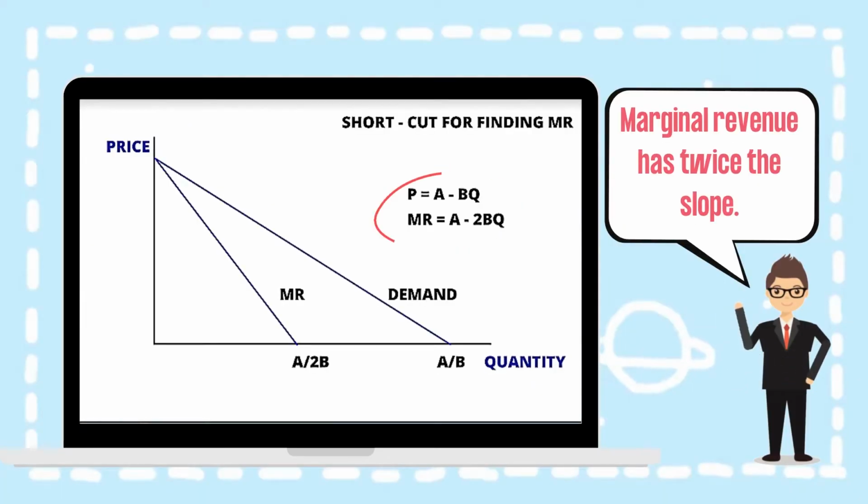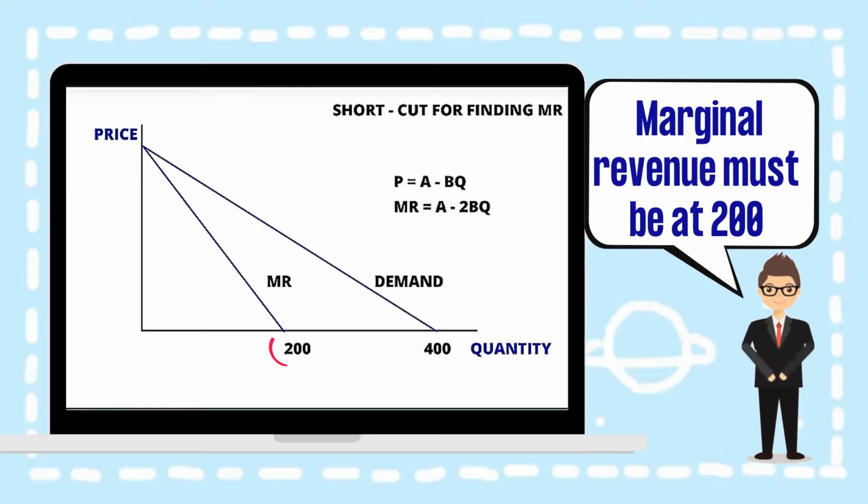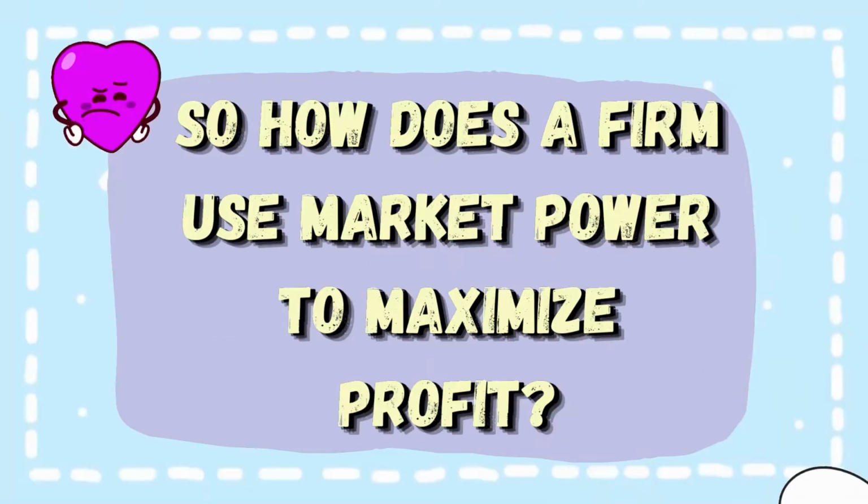So, if we were to write the demand curve in inverse form as P equals A minus B times Q, then the marginal revenue is equal to A minus 2B times Q. As an example, if the demand curve hits the horizontal axis at 400, then the marginal revenue must hit the horizontal axis at 200. And again, this will work in any linear demand curve.